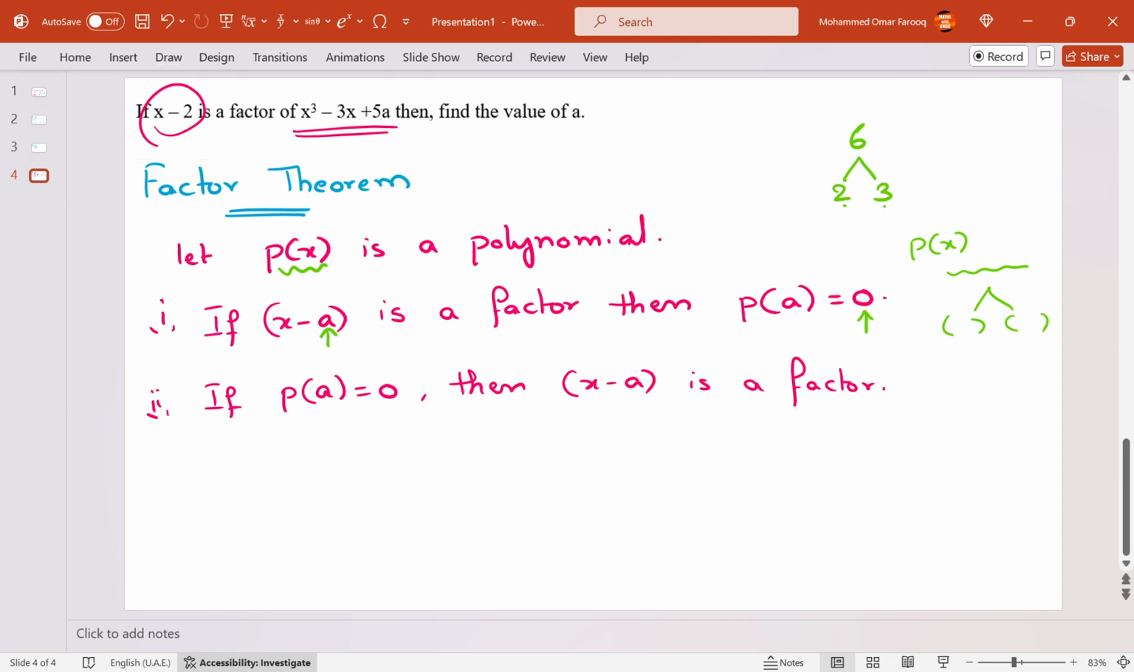See, try to understand. x minus 2 is a factor of x cube minus 3x plus 5a. Then what happens? P of a, what is in the position of a? 2. So therefore P of 2 will become 0. Do you understand? So this is the factor theorem. I'll rub all the extra things so that you can copy notes later.